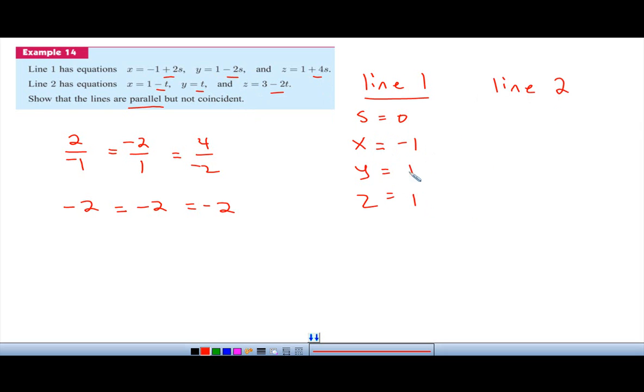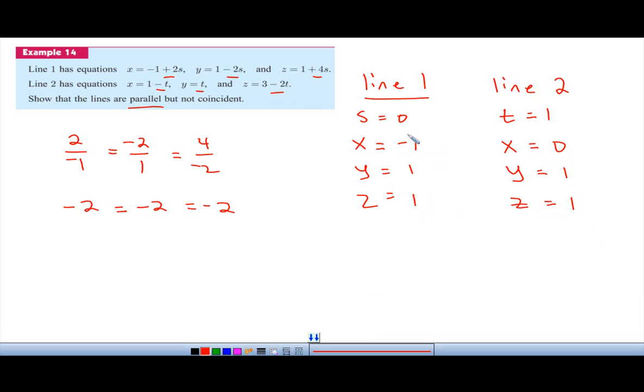now if y is equal to 1 for line 1, you notice for line 2 here we need y to be equal to 1, so that means t would equal 1, which makes y equal to 1, so that these are the same. So now we plug in 1 for t into x and z to see what they are. If I plug in 1 right here, 1 minus 1, so x would be 0. If I plug in 1 right here, 3 minus 2, so z would be 1. I get 0, 1, 1.